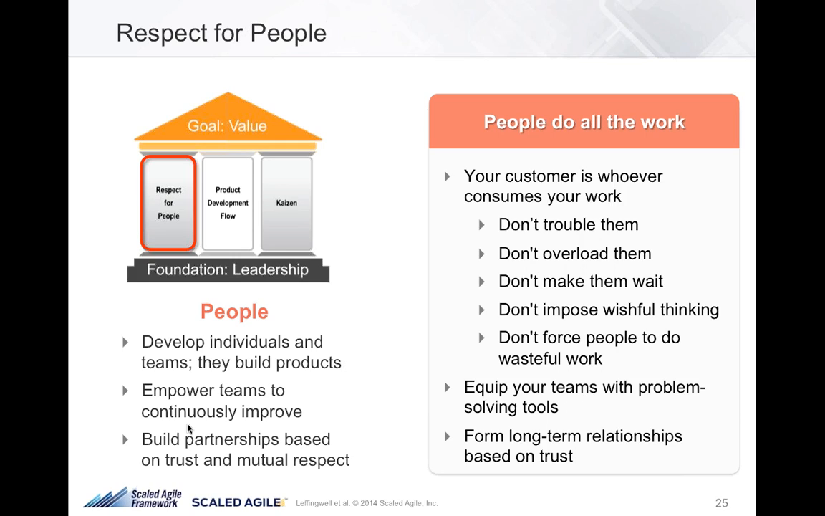Your customers, whoever consumes your work, and that's a little different than Agile, where the customer's generally the user story. My customer might be DevOps, okay? Let's just say I'm on the development side of the shop and we're not completely seamless yet in terms of development and deployment. So when I think about DevOps, I think: don't trouble them, don't overload them, don't give them huge batches in short periods of time, don't make them wait for stuff you promise, don't impose wishful thinking, and don't force them to do wasteful work.